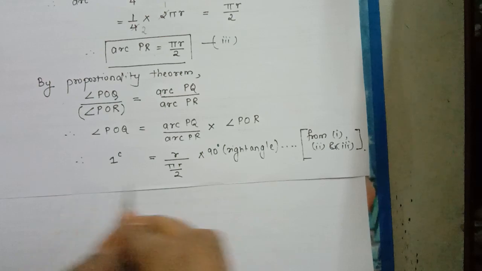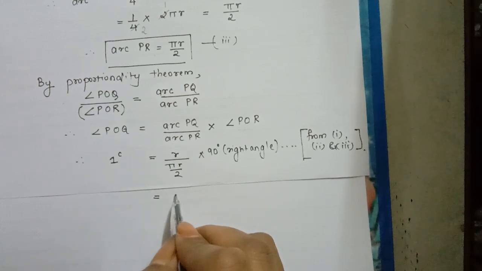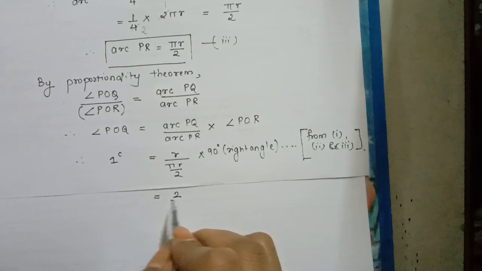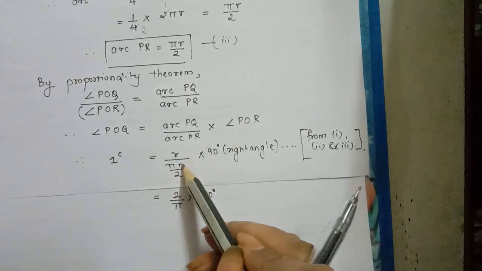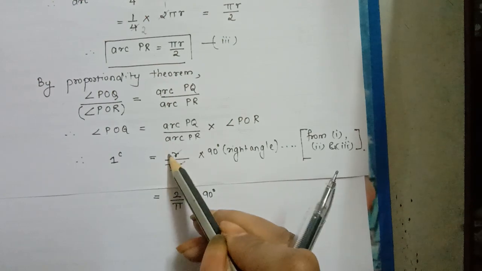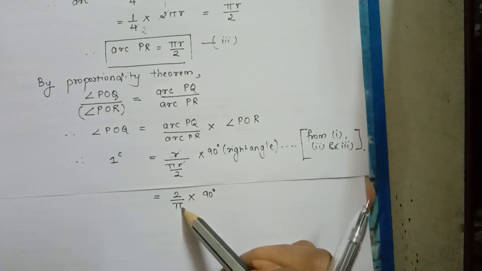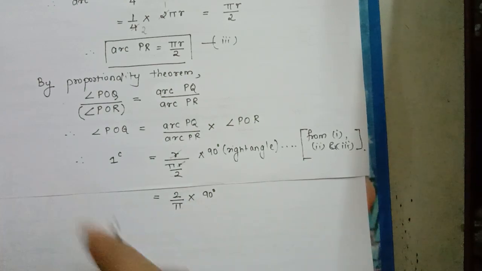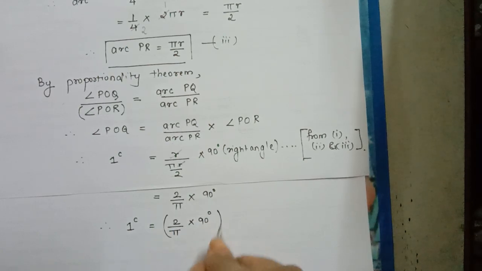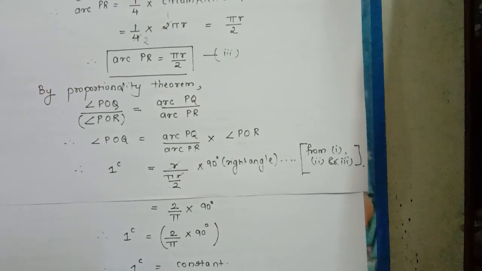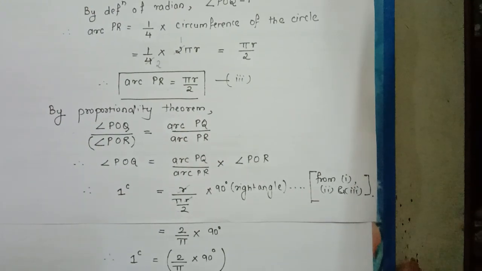So this is equal to 2 by π into 90 degrees. Now look here, this R is getting cancelled, this 2 will shift to the numerator, so the answer is 2/π into 90. So here we can see that 1 radian is equal to 2/π into 90 degrees. But this is all nothing but a constant. So 1 radian is equal to a constant. Now is this clear? Okay. Thank you so much.